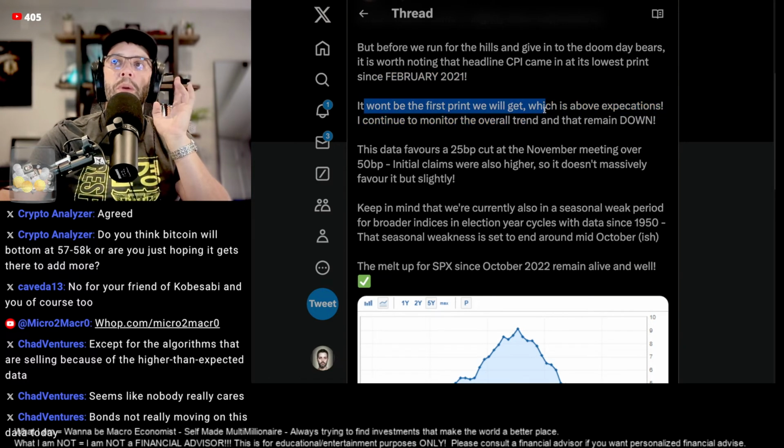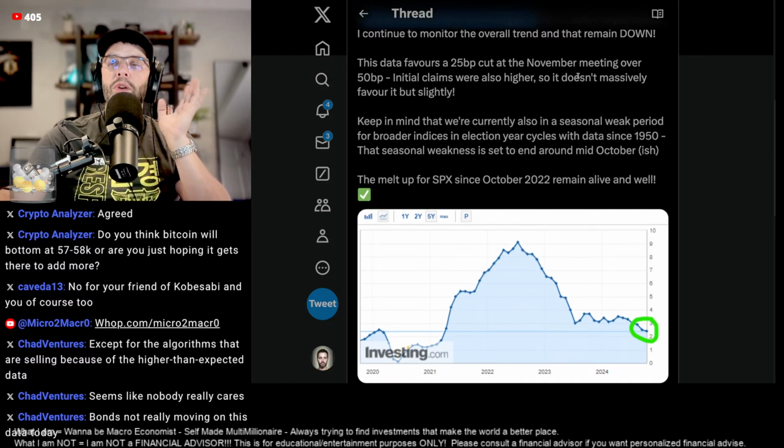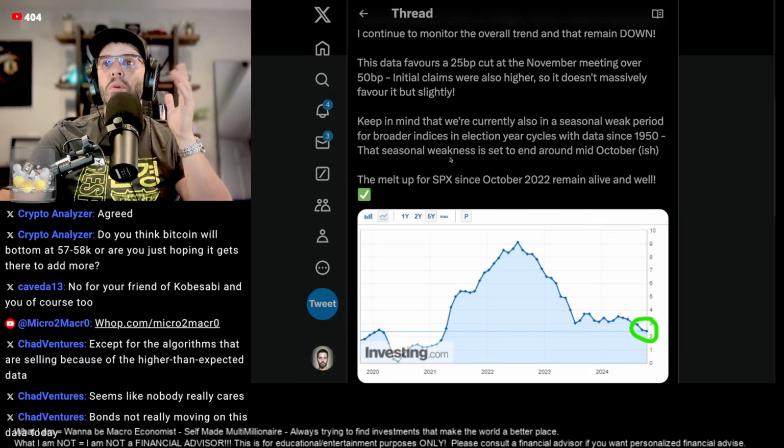It won't be the first print we will get, which is above expectations. I continue to monitor the overall trend and that remained down. This data favors a 25 bip cut at the November meeting, agreed. Over 50 bips? Initial claims were also higher, so it doesn't massively favor, but it's slightly. I think it's just going to stay 25.